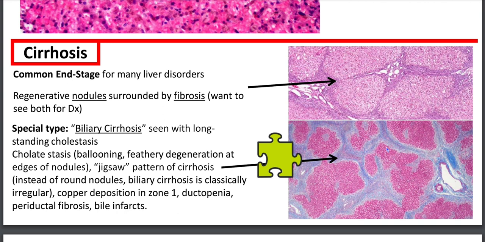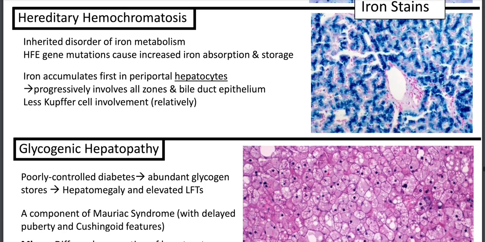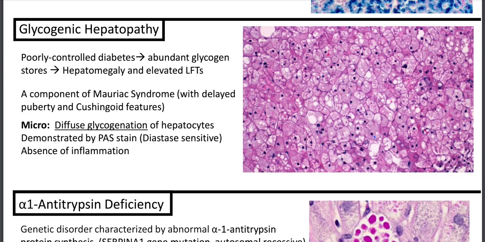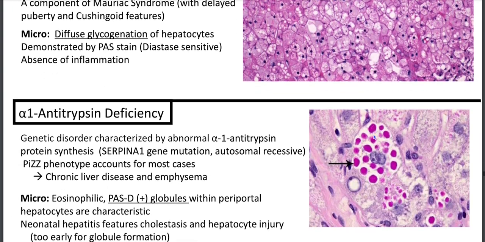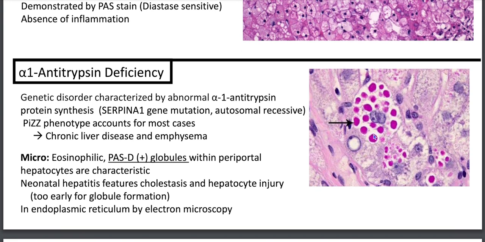Cirrhosis, this is the end-all be-all for various processes, and you can have special types. Iron overload, hemosiderosis, more iron in the Kupffer cells. Hereditary hemochromatosis, more iron in the hepatocytes. Glycogenic hepatopathy, diffuse glycogenation without significant inflammation. Alpha-1 antitrypsin deficiency, SERPINA1 gene mutation, autosomal recessive. The PiZZ phenotype accounts for most cases. And you'll have eosinophilic PASD positive globules within your periportal hepatocytes.